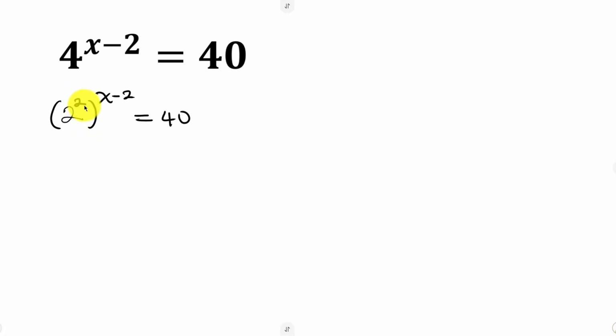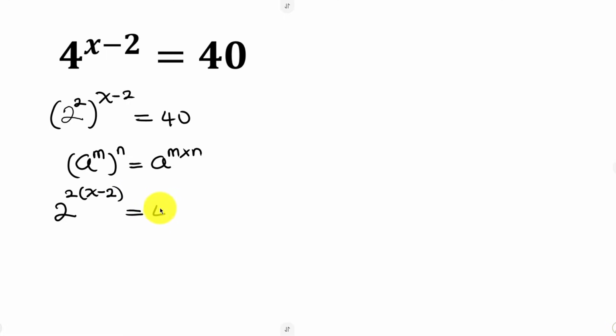Very good. Now we're going to be applying the exponent rule that says when I have a to the power of m and this is raised to the power of n, this is same as a to the power of m times n. Let's apply that here. So we're going to be having 2 to the power of 2 times x minus 2, and this is equal to 40. Very good. Now our next step will be for us to take the log base 2 of both sides, since we're having base 2 here.